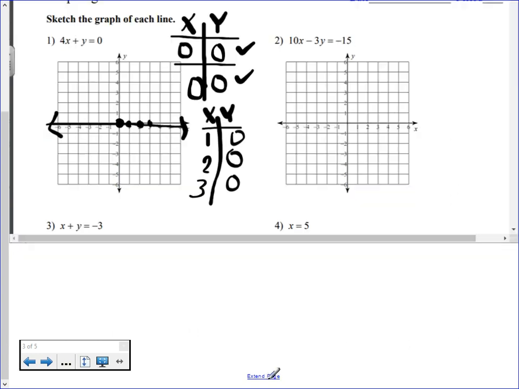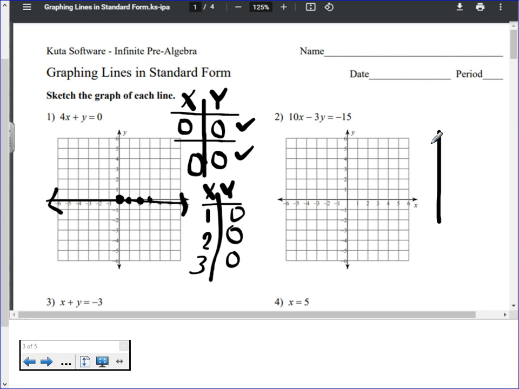So we're going to actually focus more on number 2 because this is going to be more like what you just watched. So make a t-chart. X goes on the left, y goes on the right. You're going to make x 0 and y 0. That's how you start all of them. When you make x 0, it's like you're plugging in a 0 where x is. So what is 10 times 0? 0. So what you have left is negative 3y equals negative 15. All you have to do is solve that little equation.